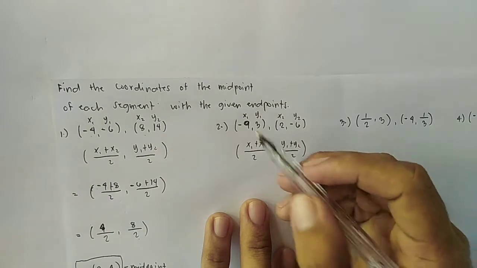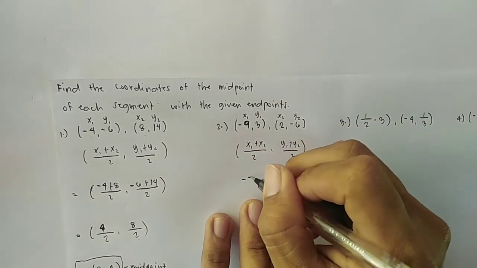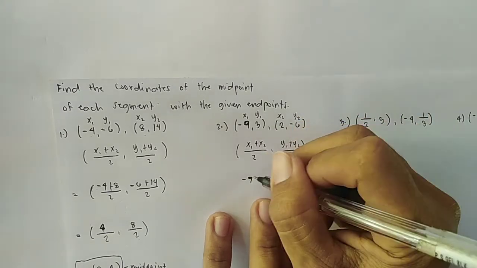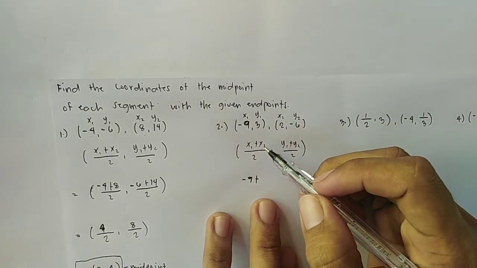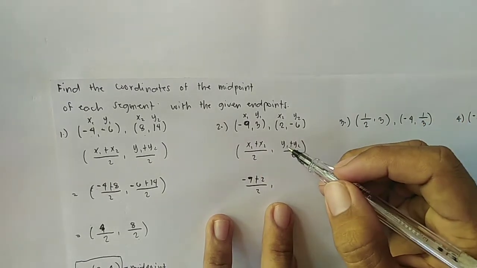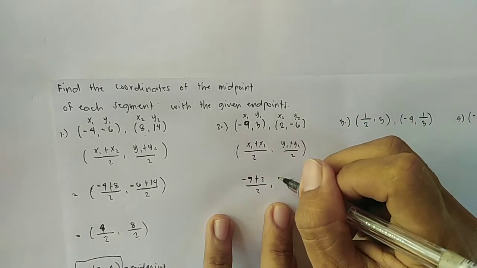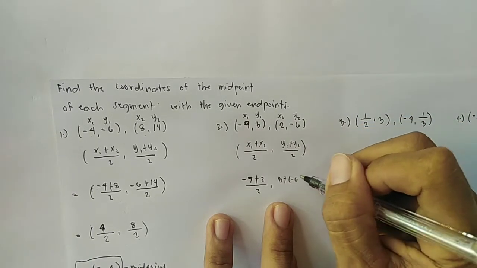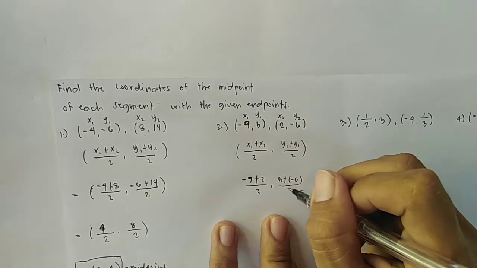So x sub 1 here is negative 9. Let me write it correctly. Negative 9 plus our x sub 2, which is 2, over 2. Then our y sub 1 is 3 plus our y sub 2, which is negative 6, over 2.